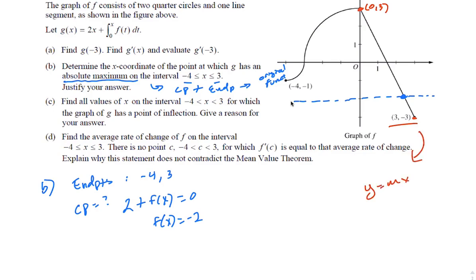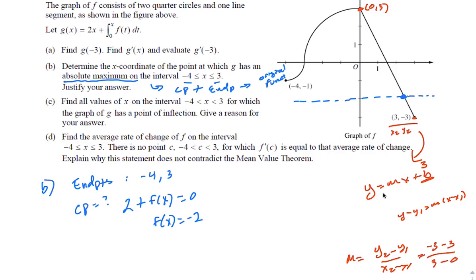Now you can do y equals mx plus b, or you can do point slope form. In this case, I'm going to do y equals mx plus b because I actually have the y-intercept. It's 3. So it makes life a little easier. And then I can just plug negative 2 in for y once I figure it out. So let's find the slope, right? Just like in Algebra 1, slope is y2 minus y1 over x2 minus x1. Let's make this x2, y2. So I get negative 3 minus 3 over 3 minus 0. I get negative 6 over 3. So my slope is negative 2.